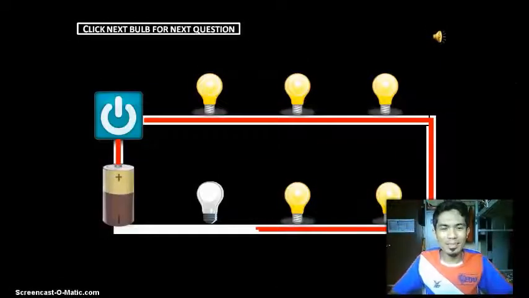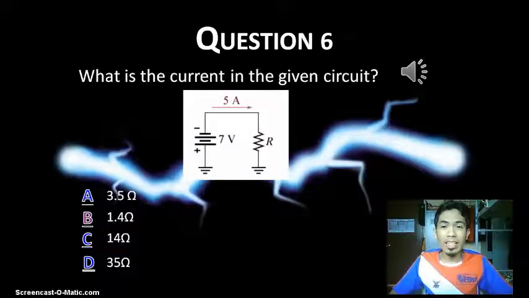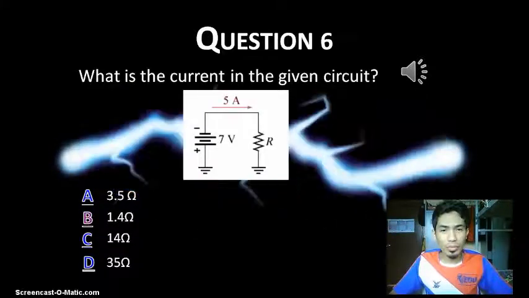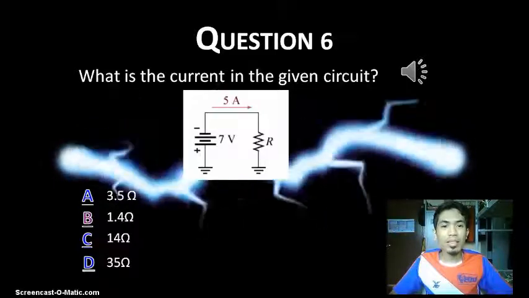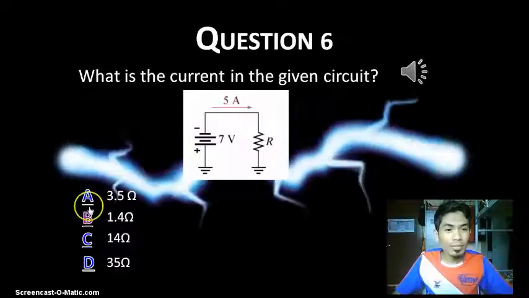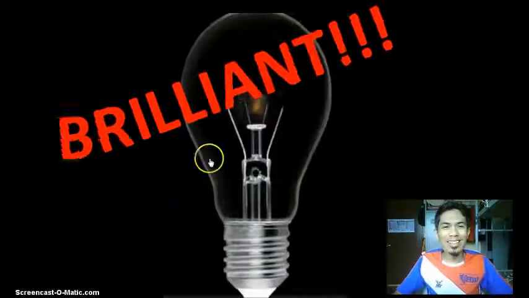And last question. What is the current in the given circuit? 7 volts and 5 amps. Oh, okay. Brilliant.